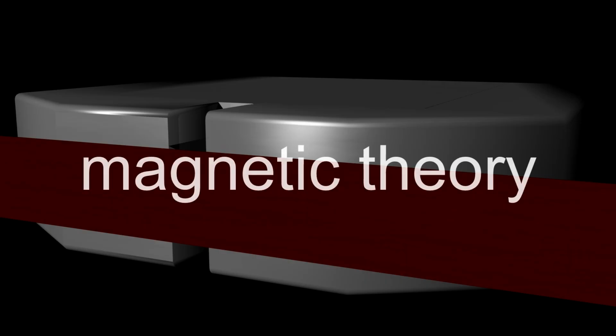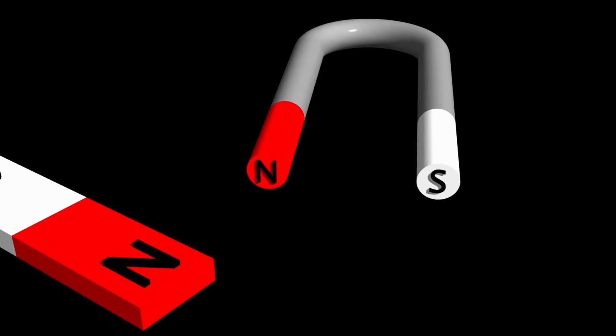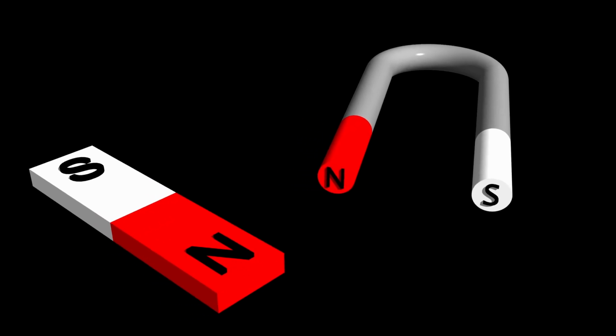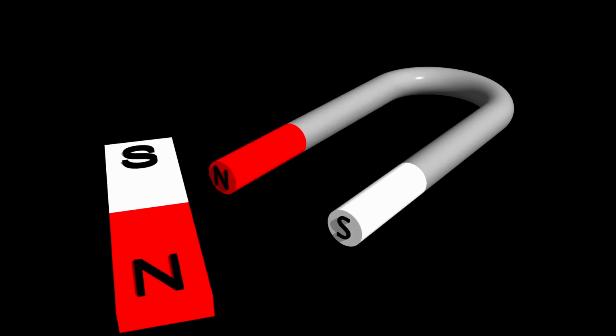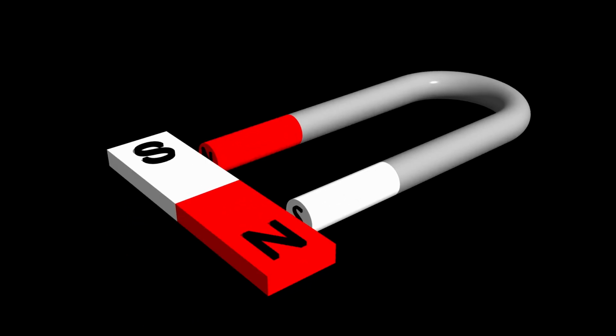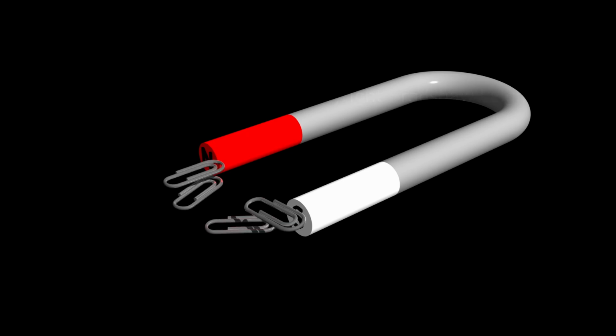I'm going to start with some very basic magnetic theory. Magnets have two poles, north and south. Alike poles repel, opposite poles attract. Both poles attract ferrous metals like iron or steel. Heads in a tape recorder aren't this type of fixed magnet, they're electromagnets.